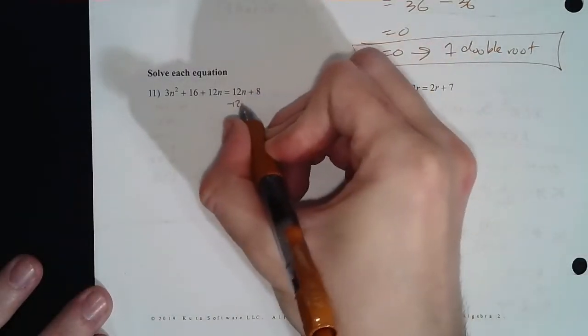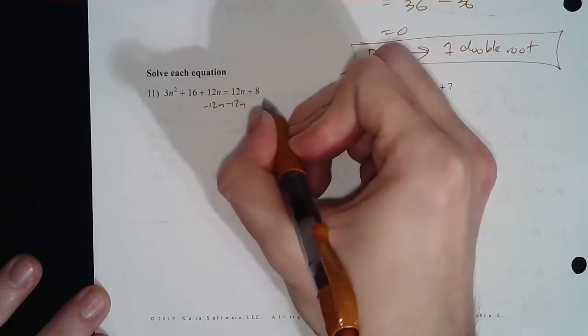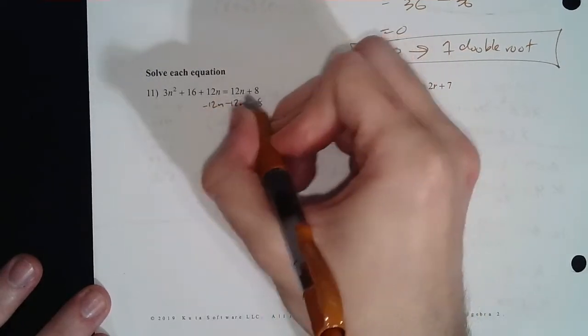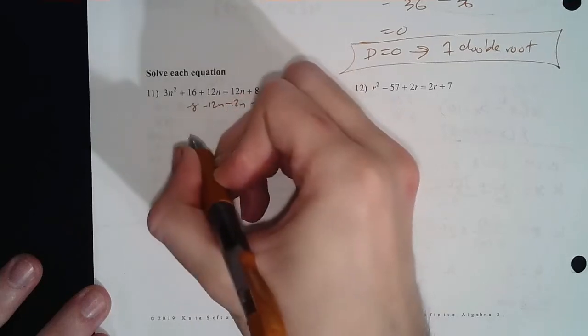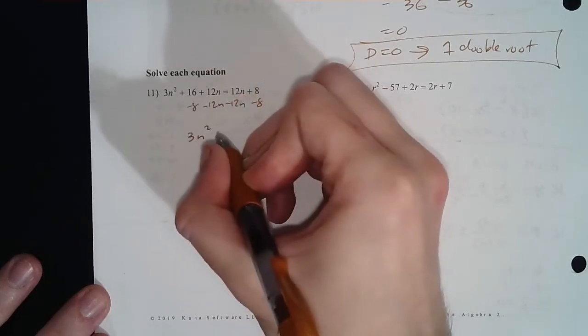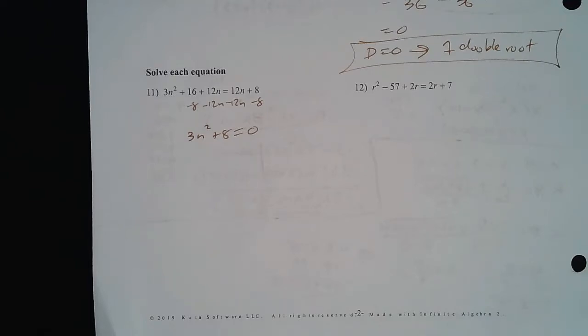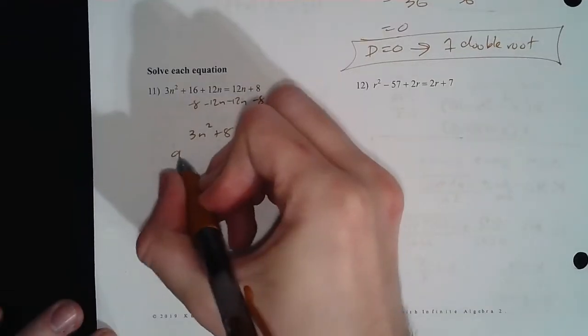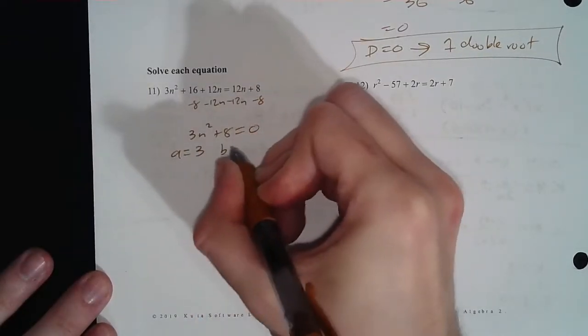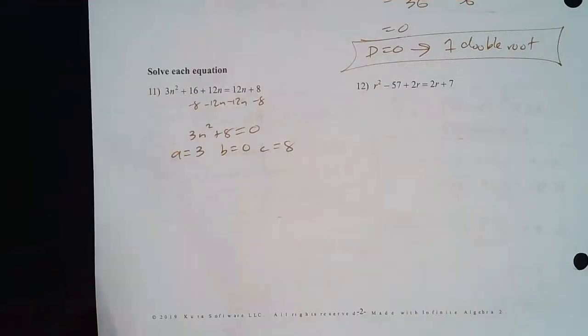Let's subtract 12n first. When you get everything to one side, that'll be true no matter what method we're using. So we're going to subtract 12n, subtract 12n, subtract 8, subtract 8, and we're going to get 3n squared plus 8 equals 0. And at this step, couple options. It's actually easy enough on a problem like this to just subtract 8 on both sides, divide by 3, and take the square root. But I'm going to use the quadratic formula. There's no real reason for this, but I am. So A equals 3, B equals 0, C equals 8.